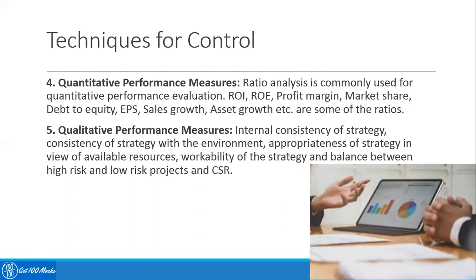We also have fifth, which is qualitative performance. The internal consistency of a strategy, consistency of the strategy with the environment, appropriateness of the strategy in view of available resources, the workability of the strategy, and the balance between the high risk and the low risk projects and the corporate social responsibilities. These are some aspects that are considered in order to find out the quality of the strategy and the quality of the performance of an organization.